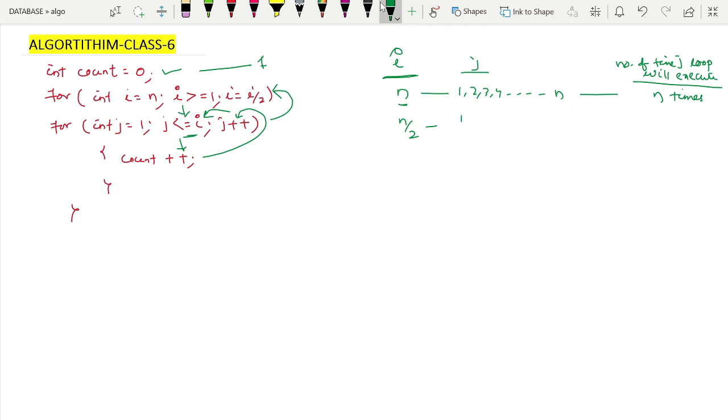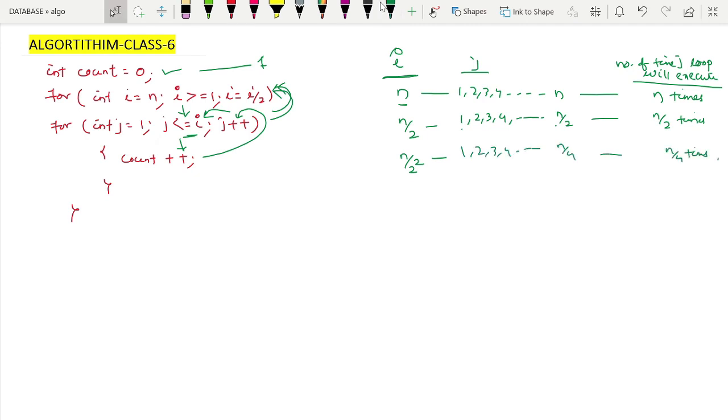In the j loop we will run 1, 2, 3, 4 till the value becomes n by 2. So how many times will it run? It will run n by 2 times, right? Then we are coming back to the i loop. Here the i value again becomes n by 2 square, like n by 4. So this will also run n by 4 times.